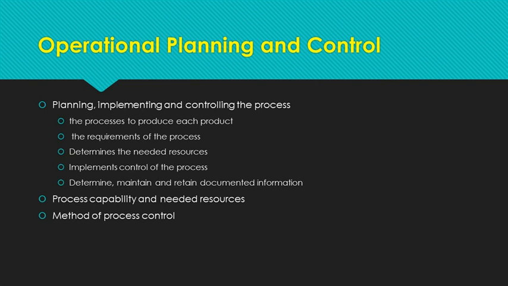Operational planning and control is all about planning, implementing, and controlling the process. The planning should be suitable to the organization and its operation. Once again, a small company versus a large multinational company, or a complex product versus a simple one-step process product will implement planning and control very differently. Operational planning is the point where the company identifies the process or processes to produce each product, the requirements of the process, determines the needed resources for the process, implements control of the process, and determines, maintains, and retains documented information.